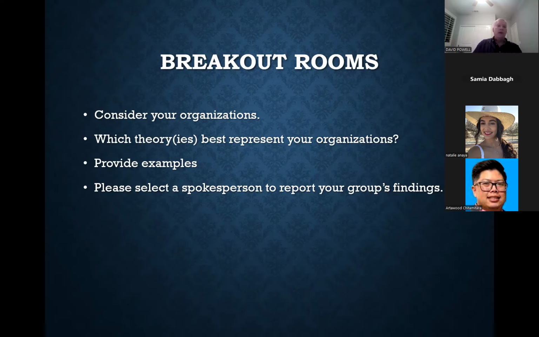So for the breakout room assignment we're going to use the information we covered here in the first half of class, looking at your organizations as a group. Think about which of the theories presented in the first half of class best represent your organization. Give me a couple of examples of how you see those theories in your organization. And then as always, we'll select a spokesperson for each group. But before we get there, take a break until 7:50, come back, and then I'll put you in the breakout groups and we'll have our exercise.